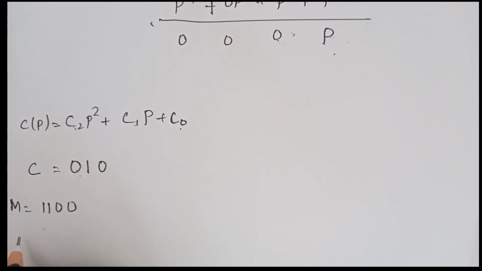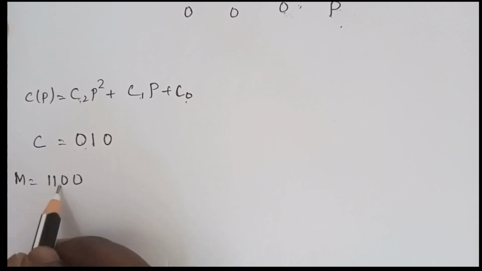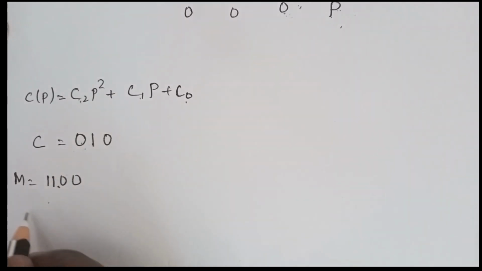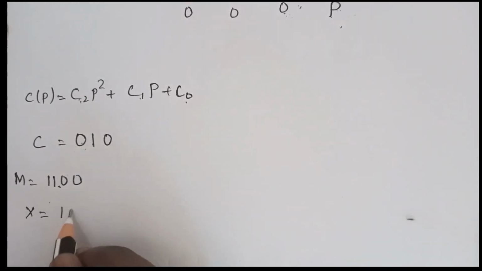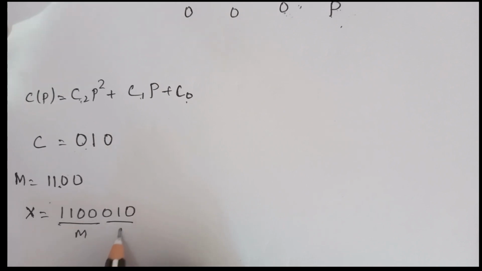So for systematic cyclic codes, we know the code word is nothing but the combination of message plus check bits, right? So code word X is nothing but 110010. So this is the final answer, this is the code vector for the message 1100. So this is your message and this is your check bits.